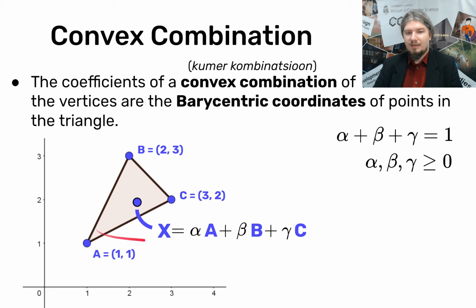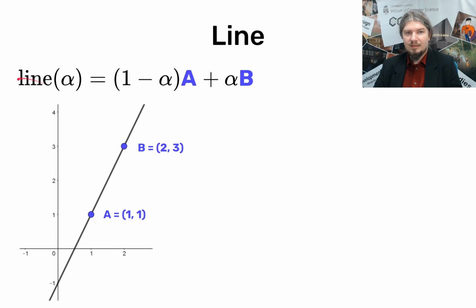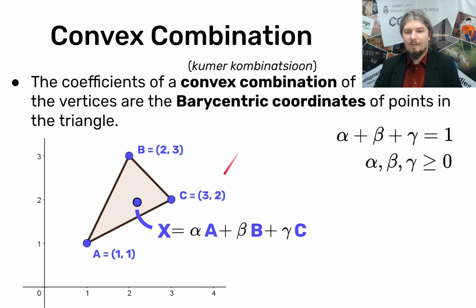So what does this mean? This means that if we take this equation, and this is very similar to what we had before, before we had this line, we had this 1 minus alpha and alpha, but now we have alpha, beta, and gamma as coefficients for vertices A, B, and C of this triangle. And if we now constrain those 3 coefficients with these constraints, that their sum needs to equal 1, and all of them are non-negative, then this combination here is a convex combination.